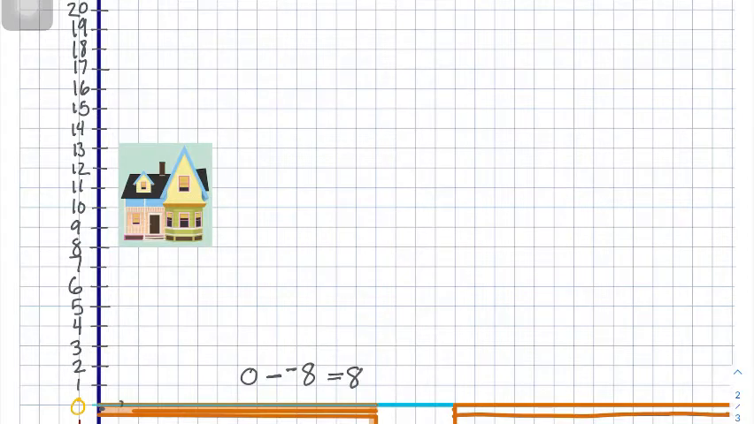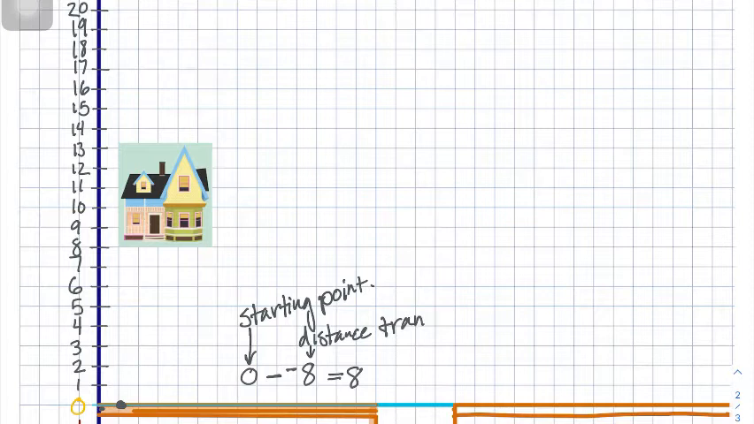We started at 0 right here. That is the starting point. So the first number is always just going to be the starting point. The second number is going to be the distance traveled. In this case, it went 8 spaces from the starting point. Distance traveled.